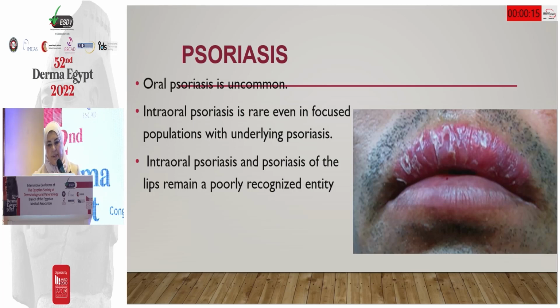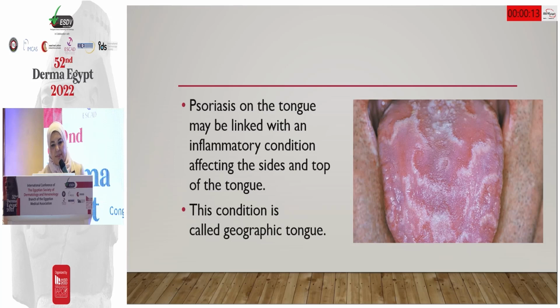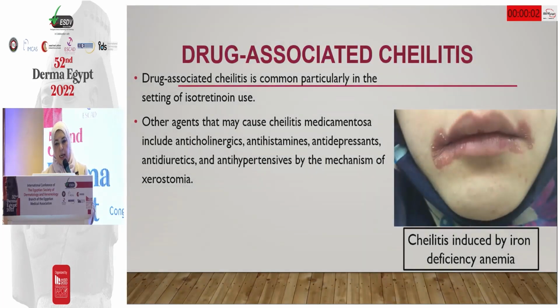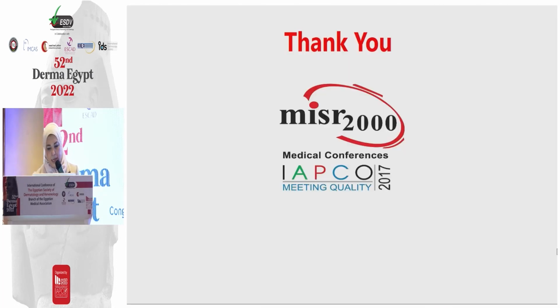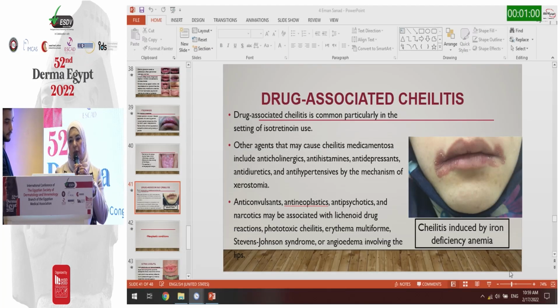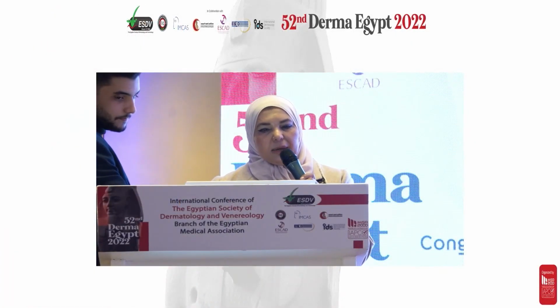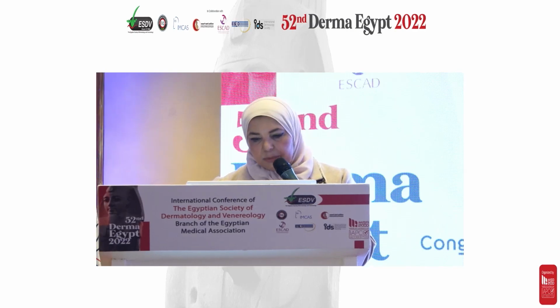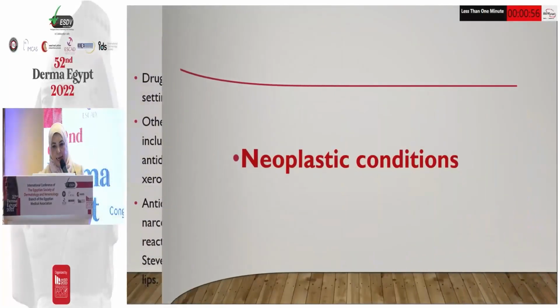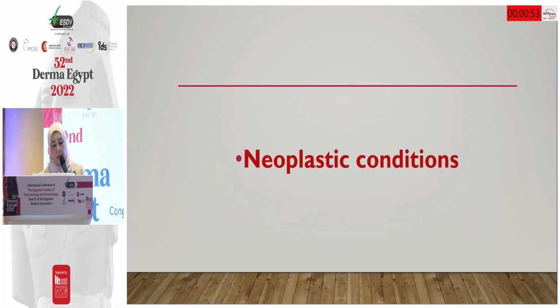الأورال سرايسس كلنا عارفينها, ممكن تأفكت اللبس, ممكن تأفكت اللونجز, بتجيني جيوغرافيك تونج. في حالة السسبيشيس اوف سرايسس اوف ذا لبس, وي هاف تو ميك فول اكزامينيشن تو ذا بادي. فيري رير ان اللب سرايسس تيجي لوحدها من غير سرايسس فالجاريس اور اذر سيريتيك ليجنز ان ذا بادي. الدراج اسوشيتد كلايتس مهم قوي ان انا اخد دراج هيستوري. بعض الدراجز ممكن تكون اسوشيتد وذ كلايتس, سبيشالي ذا انتي كونفالسنس.